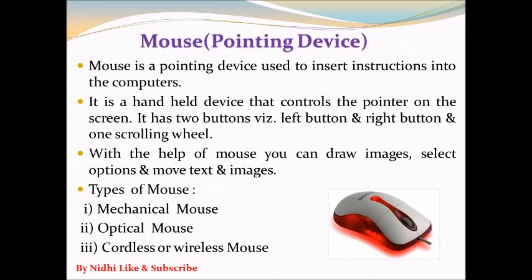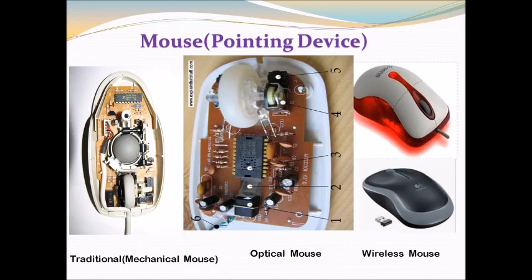Here in the picture you can see 3 types of mouse. First is the traditional mouse, also known as the mechanical mouse. This type of mouse has a metal or rubber ball on its lower side that can roll in all directions. The screen pointer moves according to the movement of the ball, which is detected by mechanical sensors within the mouse. Second, you can say, is the optical mouse or opto-mechanical mouse.